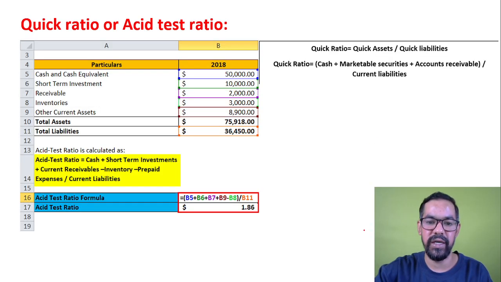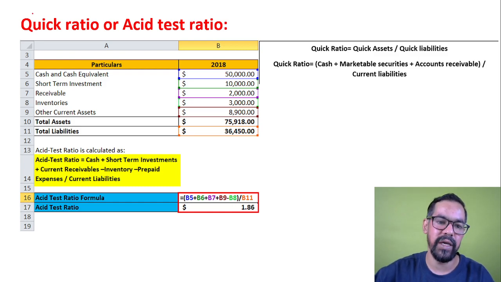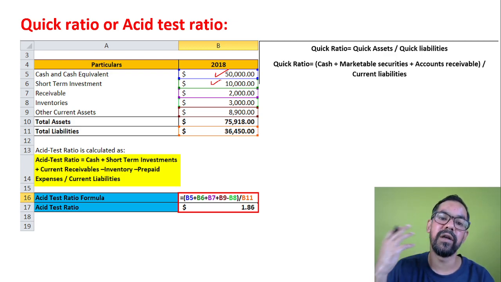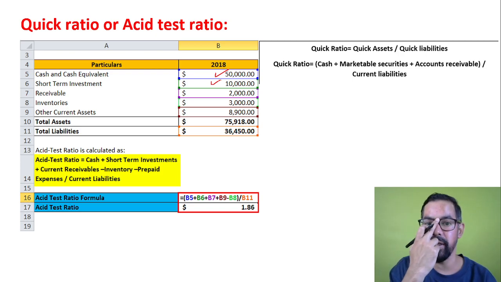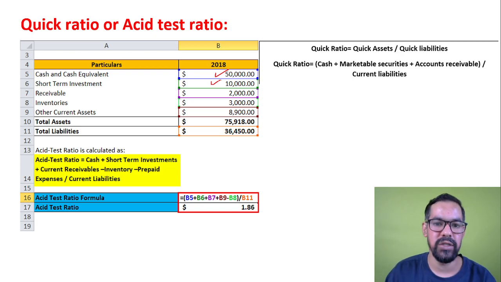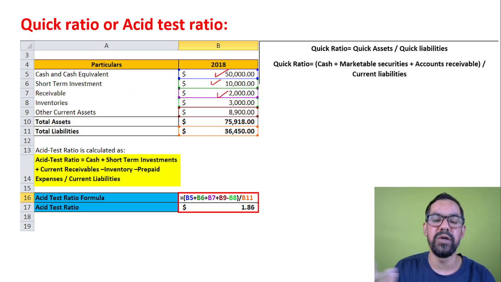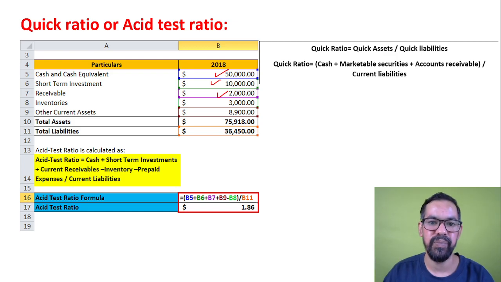I'll give you one case. Let's say XYZ company. Cash and equivalent is 50,000, short term investment 10,000. Short term investment is basically like, if that company invested in some shares, they can easily convert that into cash. Receivables, so they have 2,000 rupees receivable from XYZ person or XYZ company. Again, that is part of your current asset.